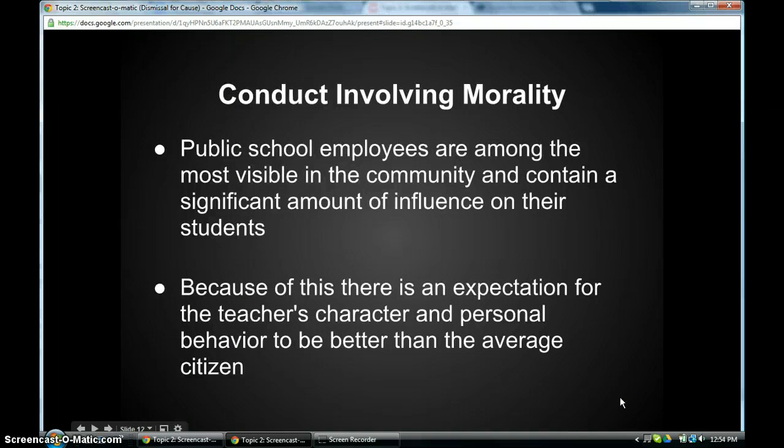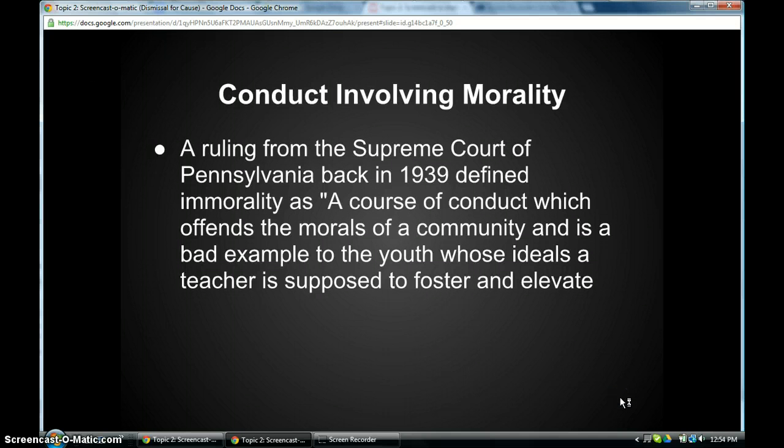Conduct involving morality: public school employees are among the most visible in the community and have a significant amount of influence on their students. Because of this, there is an expectation for the teacher's character and personal behavior to be better than the average citizen. A ruling from the Supreme Court of Pennsylvania back in 1939 defined immorality as, quote, a course of conduct which offends the morals of the community and is a bad example to the youth whose ideals a teacher is supposed to foster and evaluate.